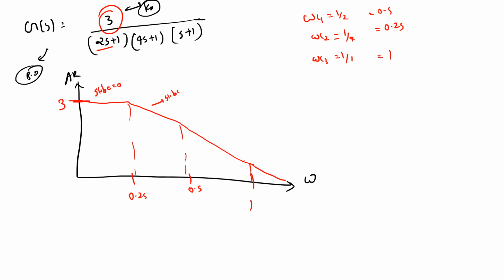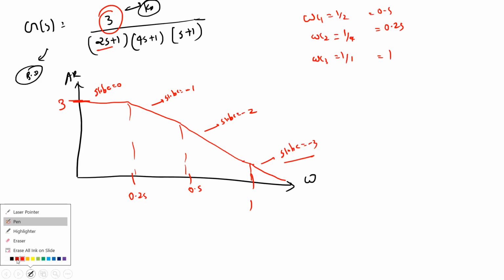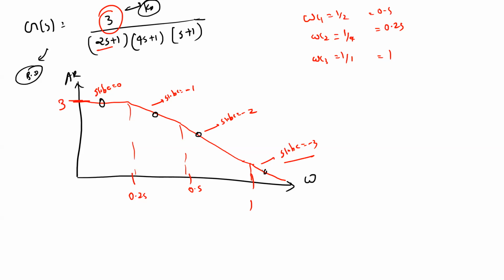Here your slope will be equal to -1. Here the slope will be equal to -2. And here in this region, the slope will be equal to -3. So this is the way that you can understand how this Bode diagram looks in different regions for different processes. Is it clear?